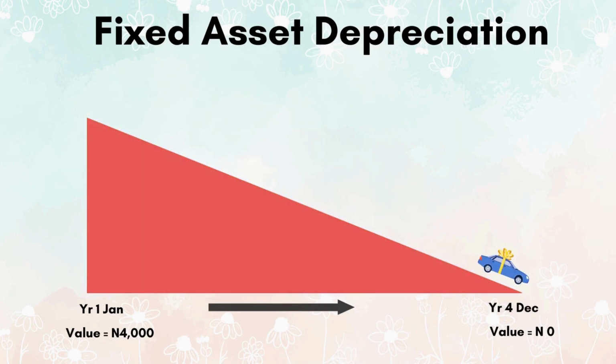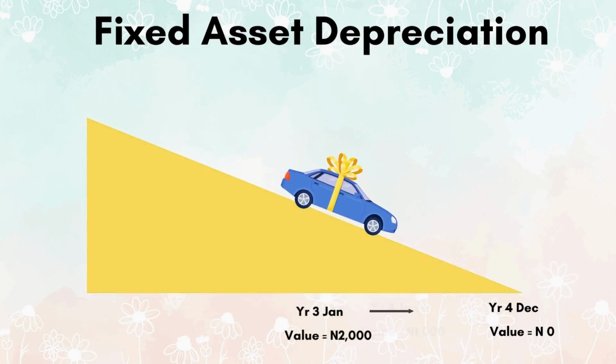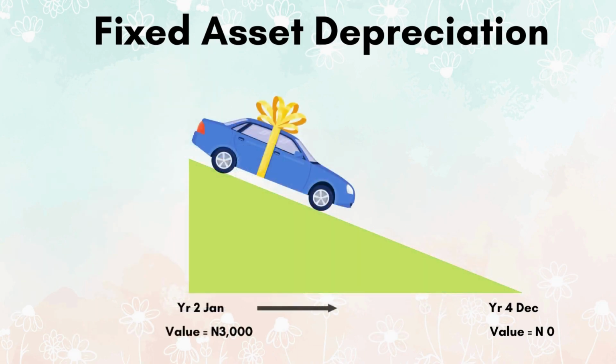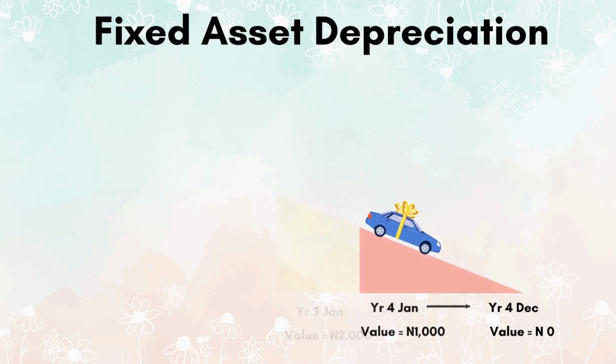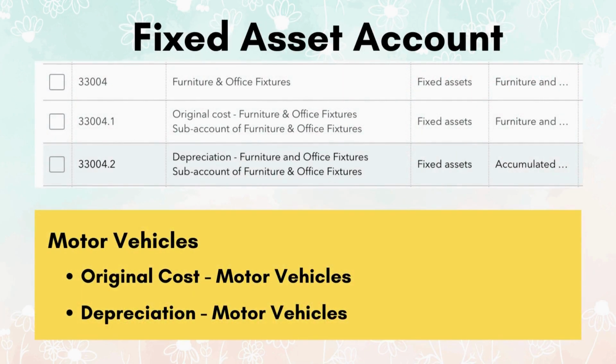This would mean that at the end of 4 years, the vehicle will be worth 0, because every year the vehicle will depreciate by 1/4 of its value. In this example, the vehicle will depreciate by 1,000 naira every year. The annual depreciation value will be posted using the depreciation account created by QuickBooks when you created the asset account.